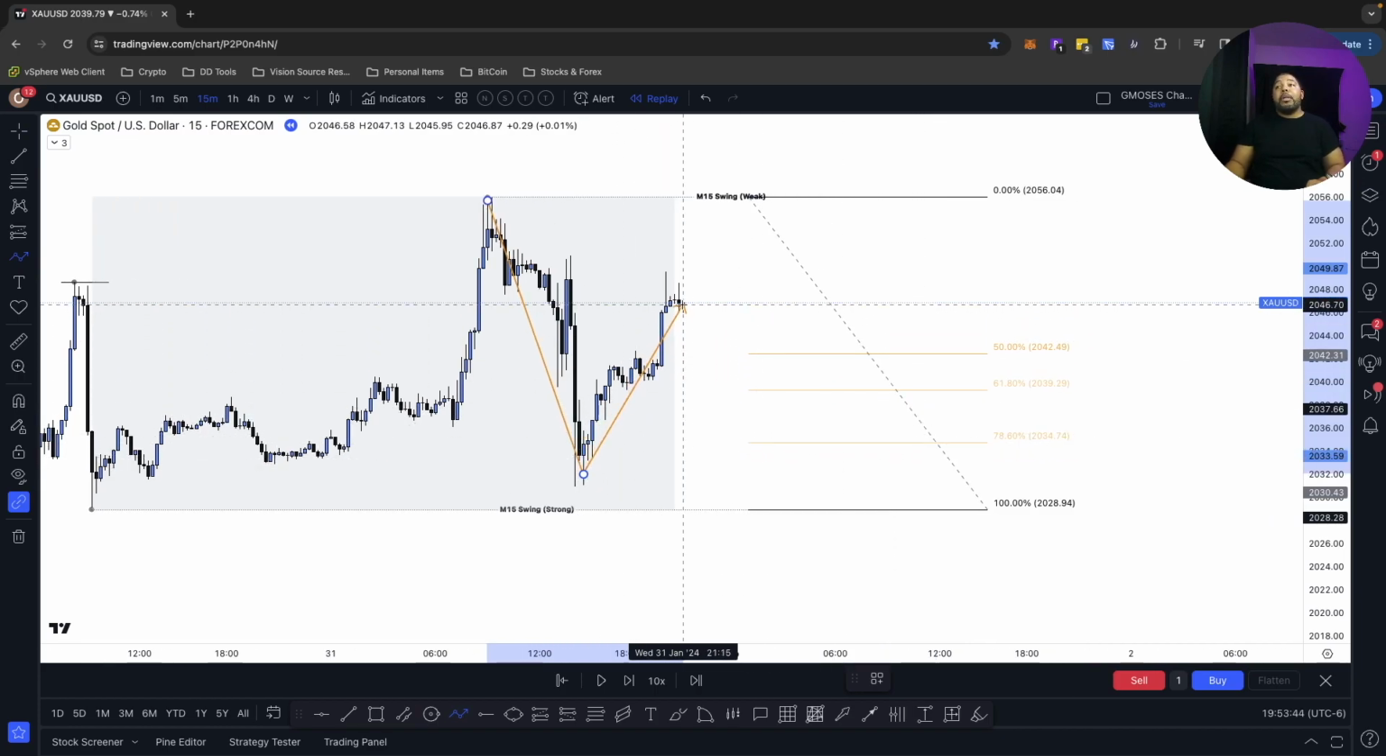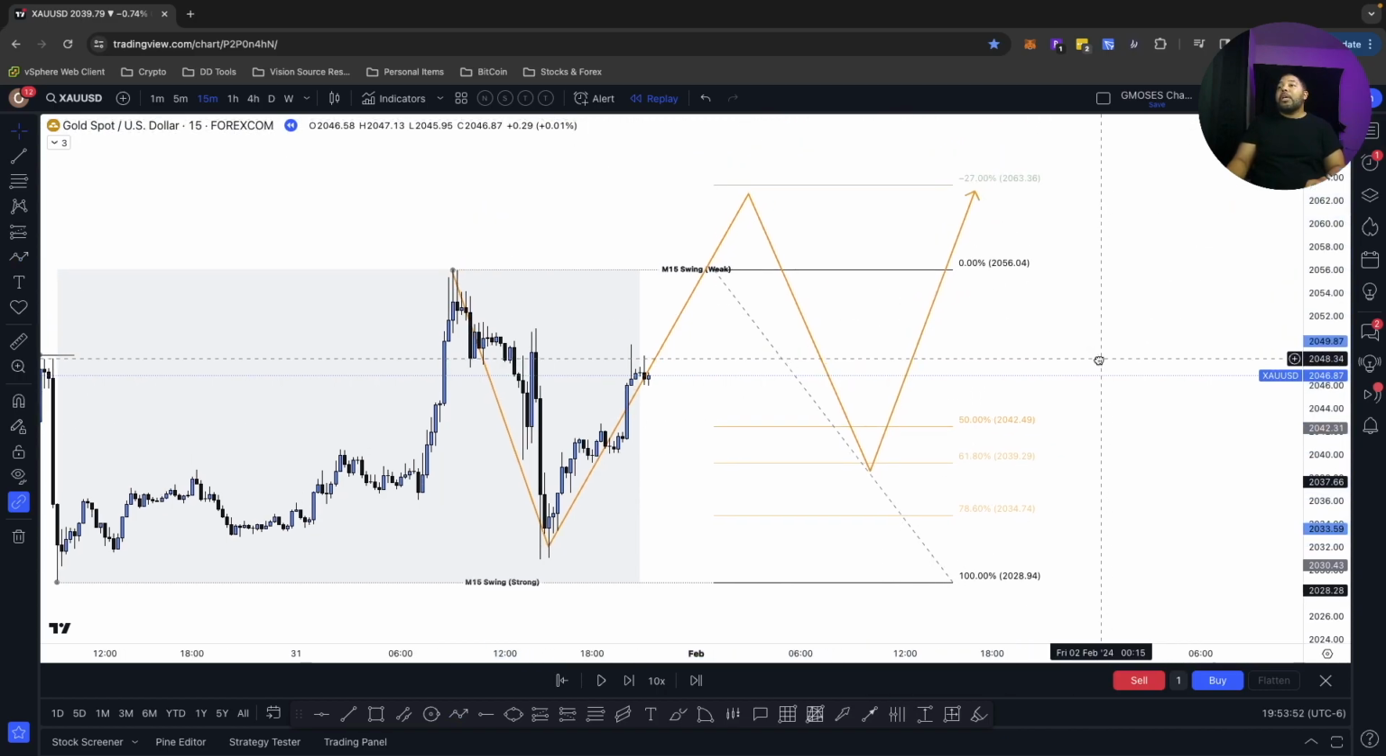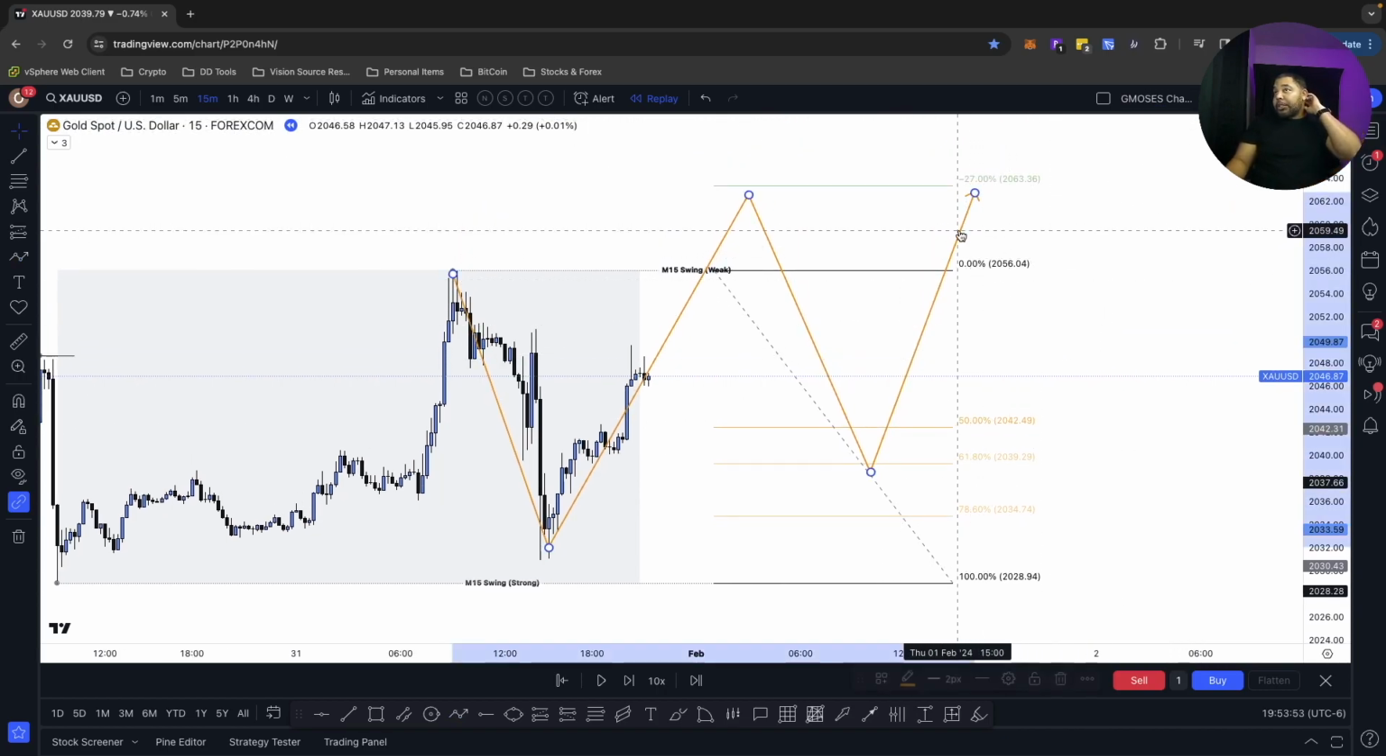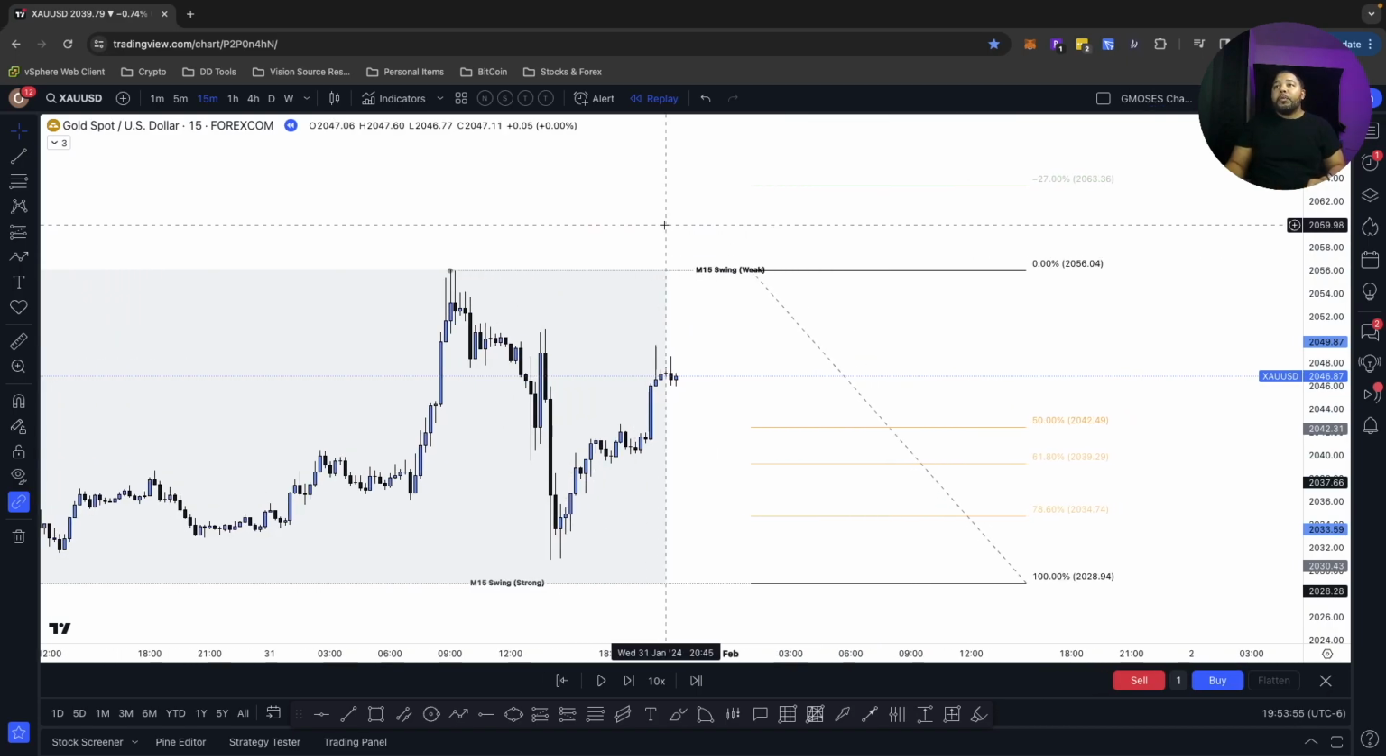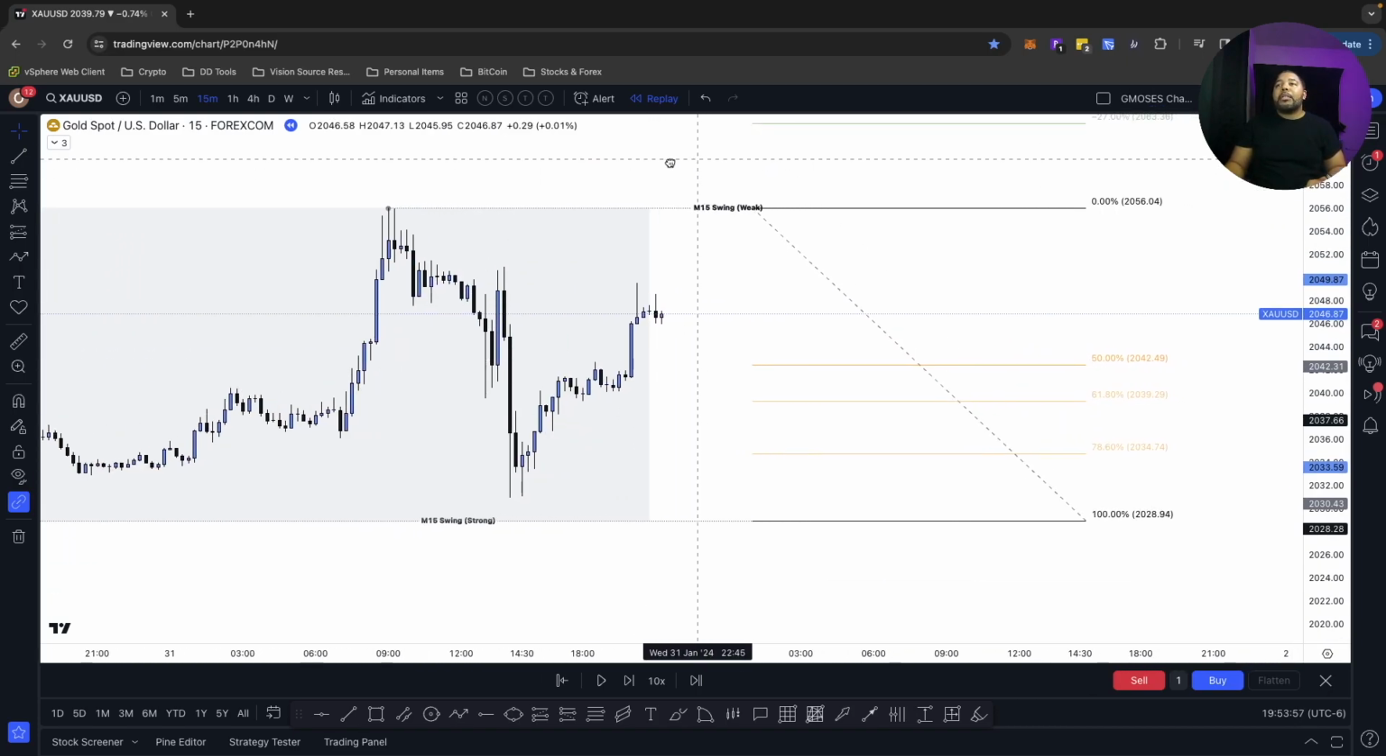We can see that price is possibly going to take out this high here, possibly come back down and continue in its intended direction because we're bullish. Okay, so let's go ahead and see exactly what price is going to do.